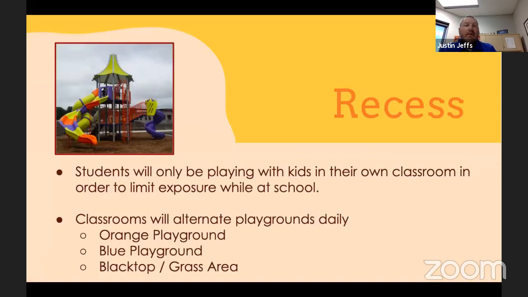Recess. So students will only be playing with kids in their own classroom. So their own classroom cohort, same thing, in order to limit exposure while at school. Classrooms will alternate playgrounds daily. So we're kind of zoning the playground. So one, like the orange playground will be one zone, the blue, another zone, blacktop, grass area, another zone. And so each classroom will be designated a zone for each recess, and that will alternate. But they'll know exactly where they need to play in that area.